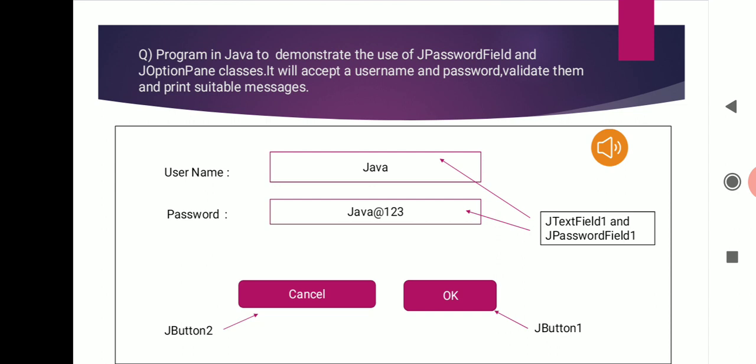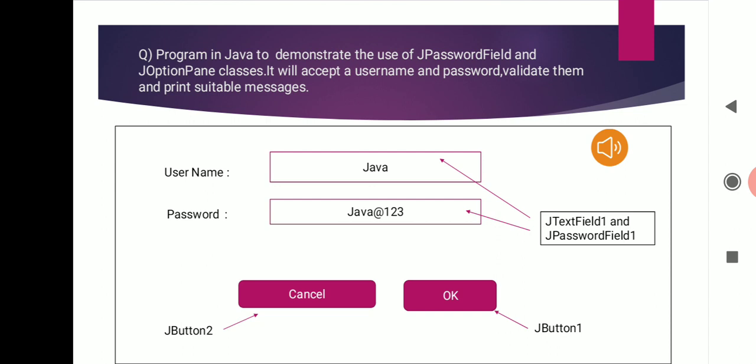Now consider the interface diagram as shown in this slide. It consists of two labels, username and password. Let's name the label username as JLabel1 and the label password as JLabel2 using the property window.